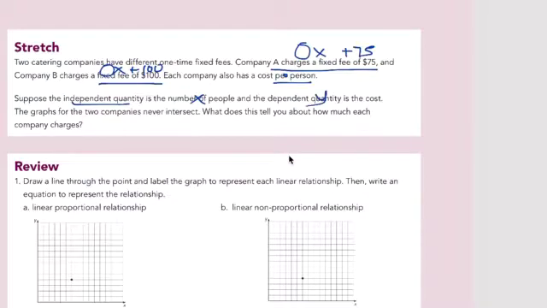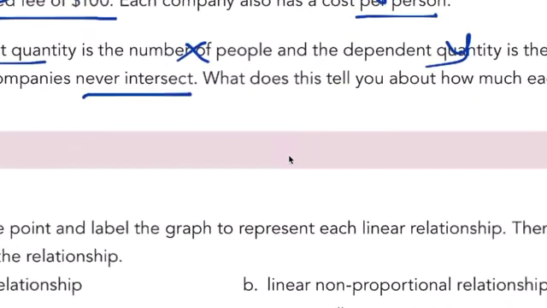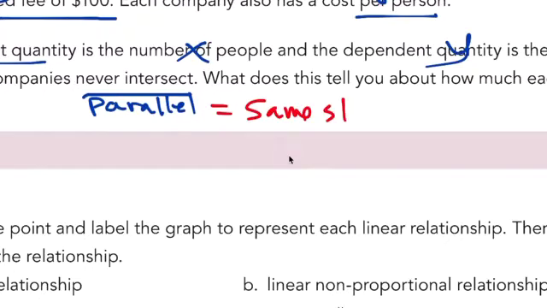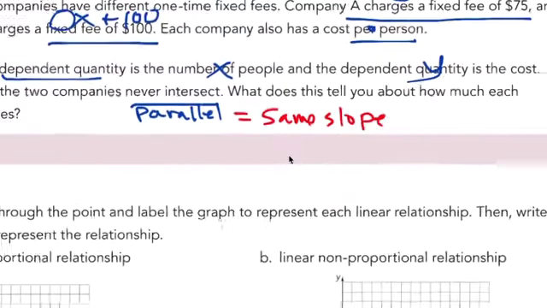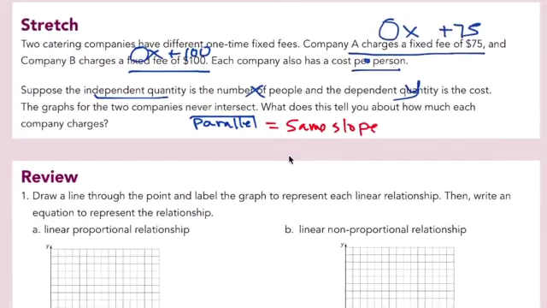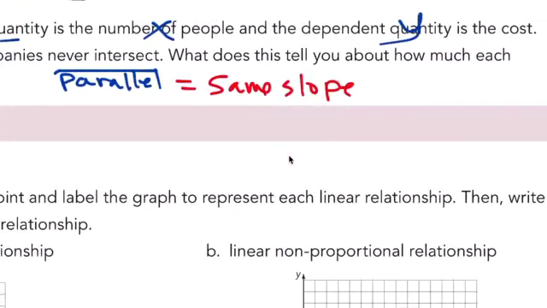The graph of the two companies never intersect. Oh, they never intersect. Therefore, they must be parallel lines. And we know about parallel lines. Parallel lines have the same slope. So each company then charges the same amount per person.